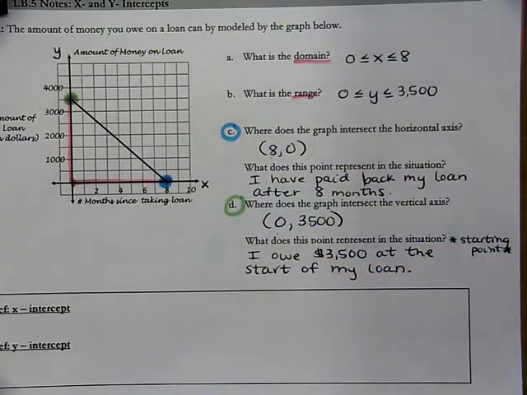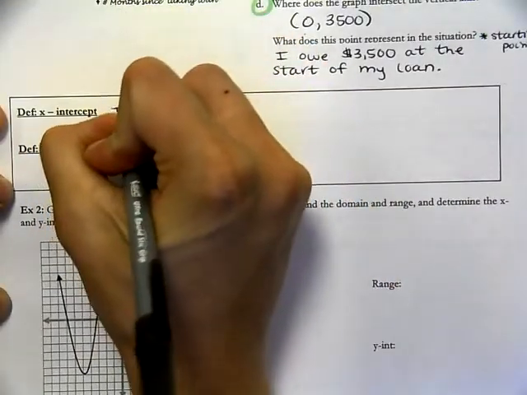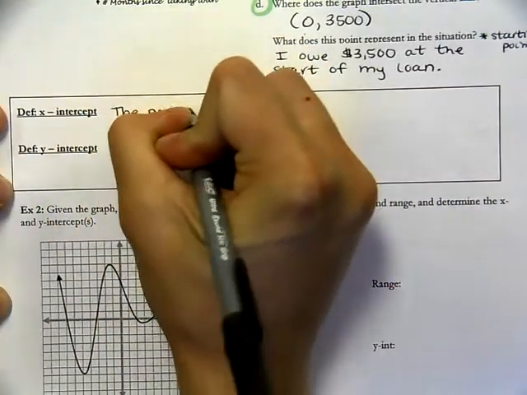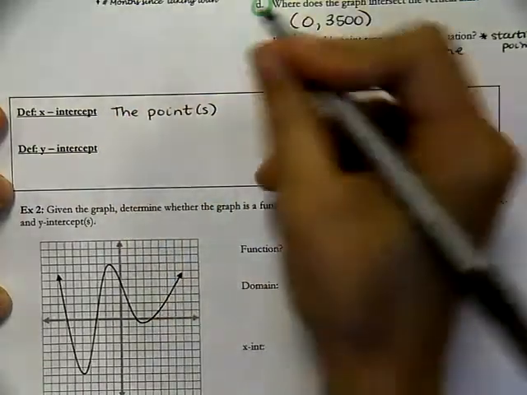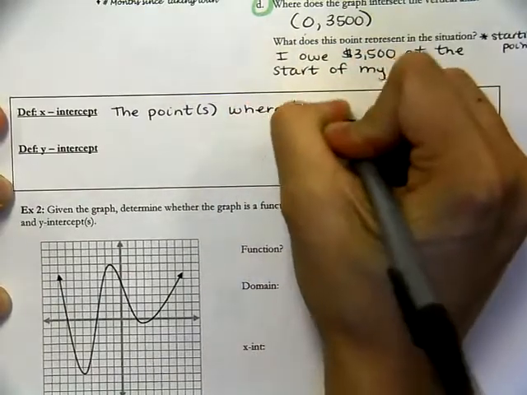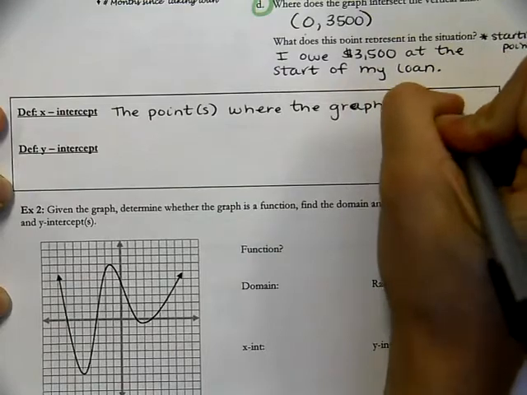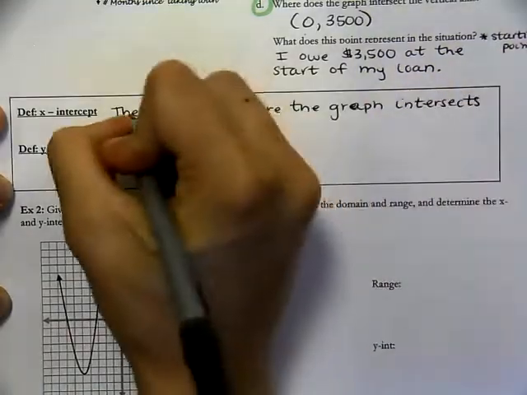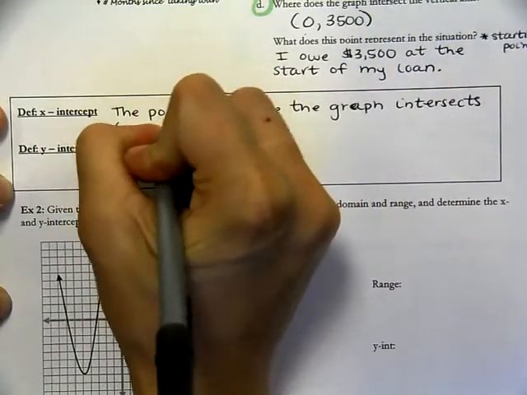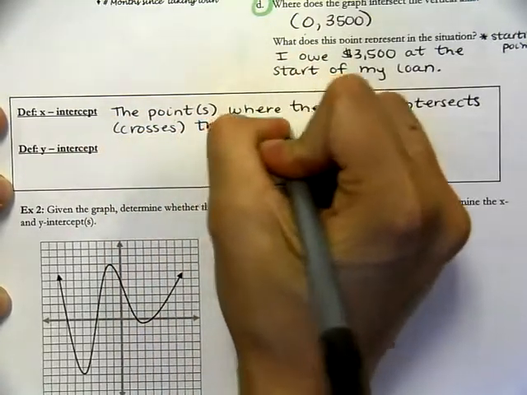And there you go. We're going to use that now to start talking about X and Y intercepts. So your X-intercept, the definition, if we scooch down here, is going to be the point, or in some cases, the points plural, where the graph intersects, in other words, crosses the x-axis.